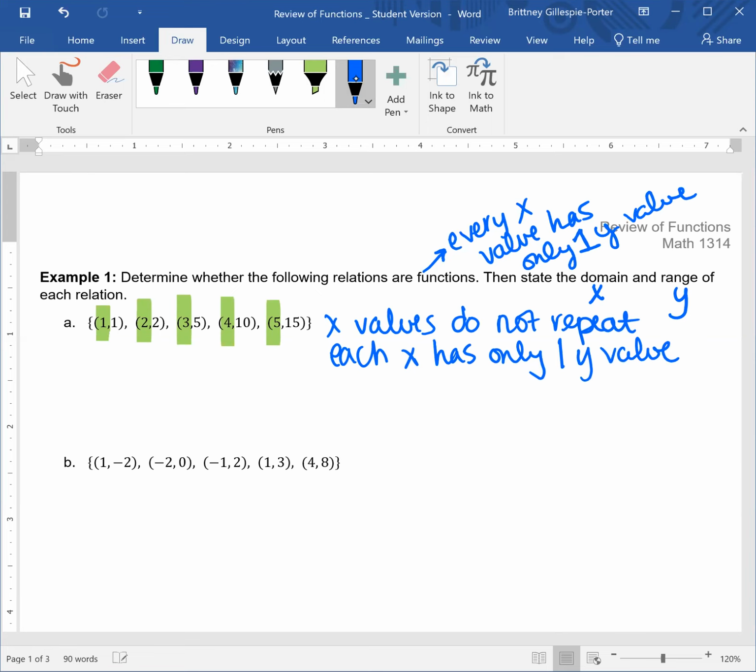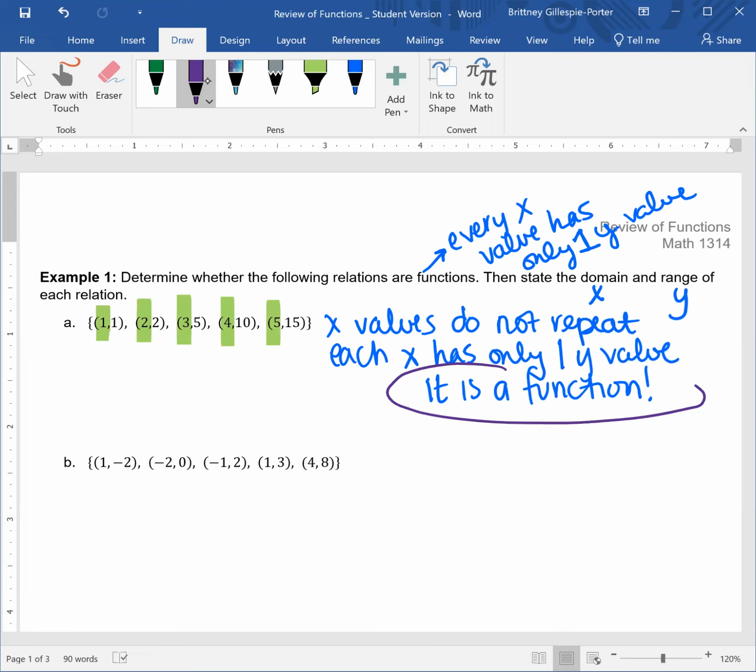As soon as that happens, it is a function. Now that we have established it's a function, we can go ahead and find the domain and range. I know that we were working previously with interval notation, but when you're given ordered pairs in this manner, you can't do interval notation. We can only list what is there.